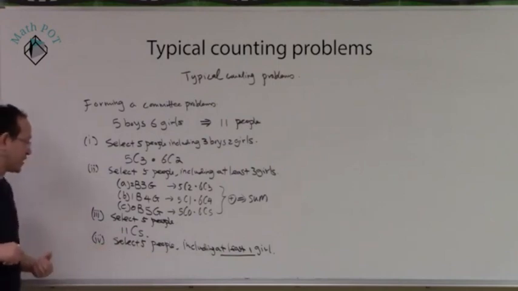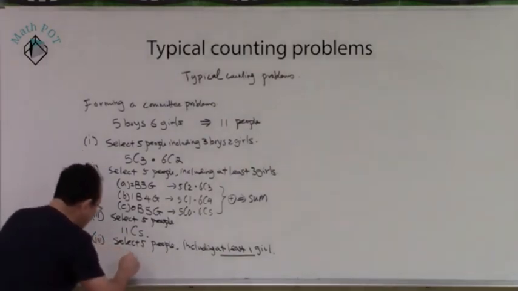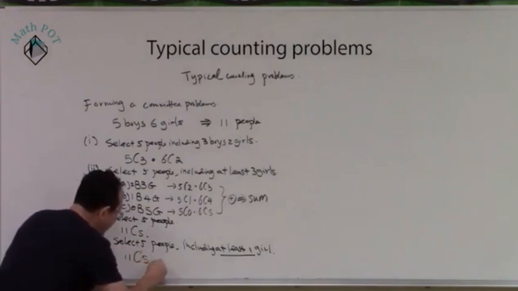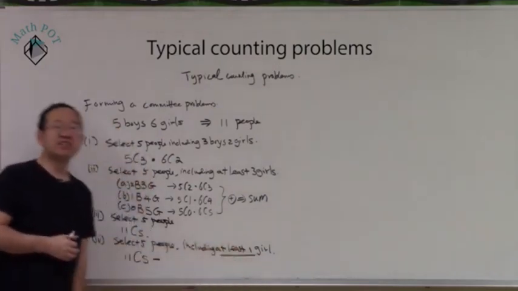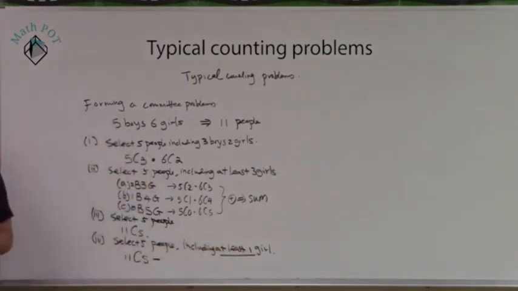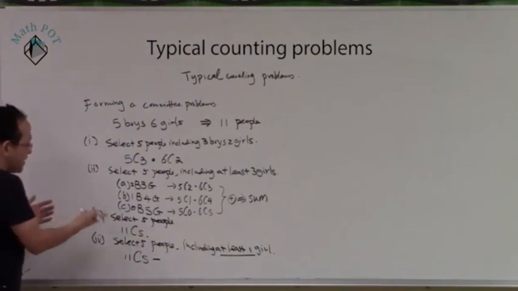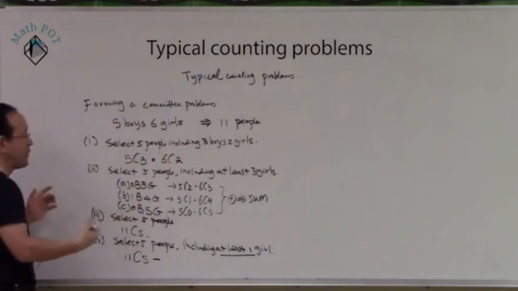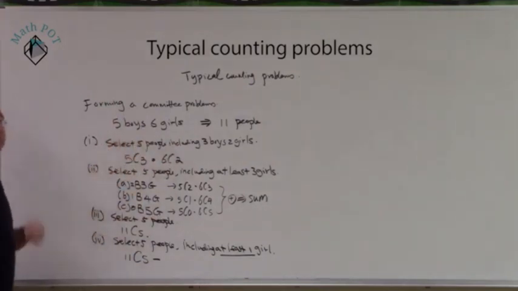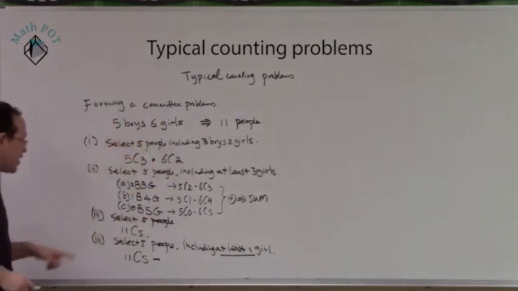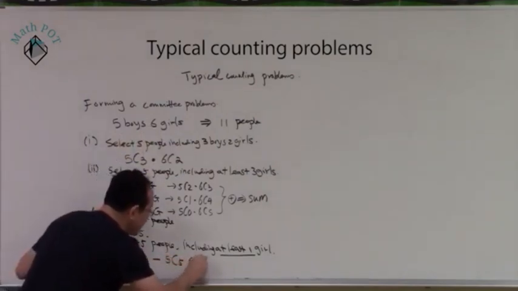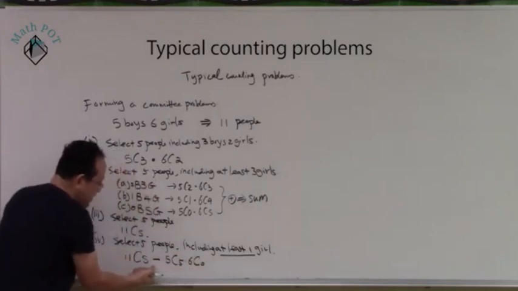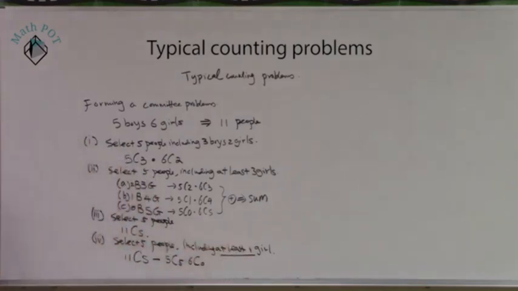Of course, we can easily figure out the total, which gives us 11C5. Then we subtract the wrong answer, which is the other side of this condition. Clearly, there's no girl, so all five people are boys. That is five boys and zero girls. How many ways? 5C5 times 6C0. That is our wrong answer, and of course we need to subtract that one. This is the wrong answer, this is the total, and doing the subtraction gives the answer for this one.